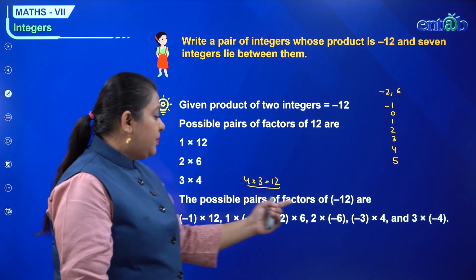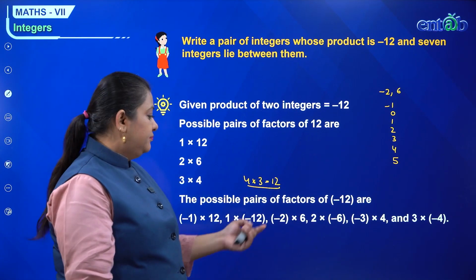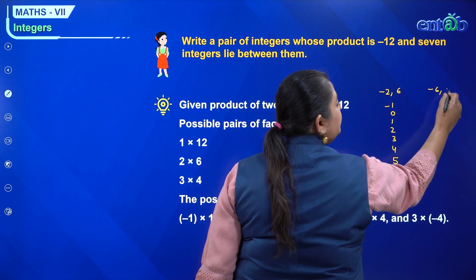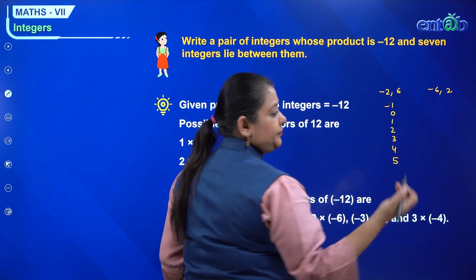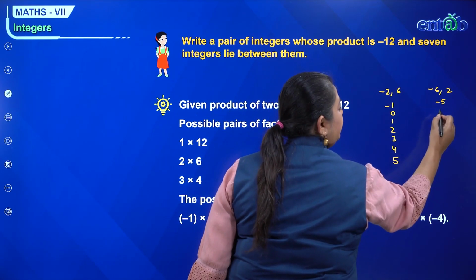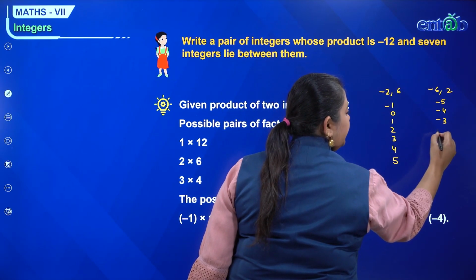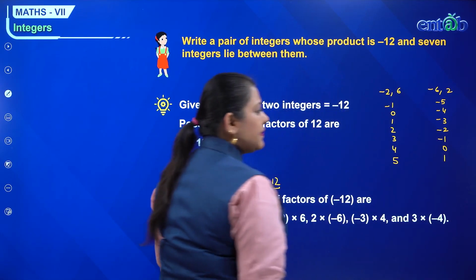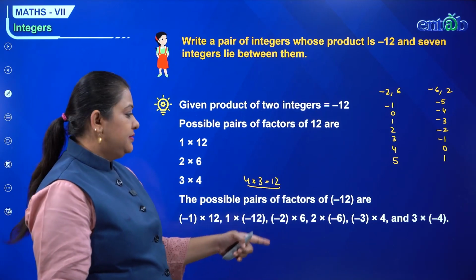Now, what about 2 times minus 6? That is, I can say between minus 6 and 2. Let's check. Minus 5, minus 4, minus 3, minus 2, minus 1, 0, 1. Again, I have 7 integers.